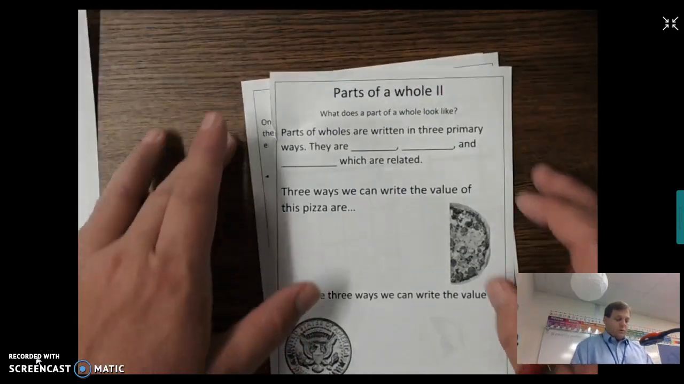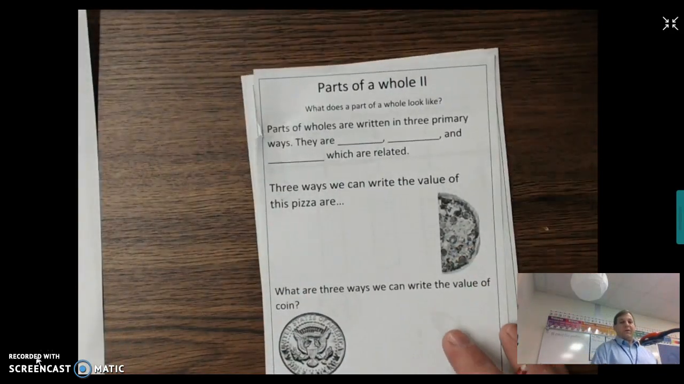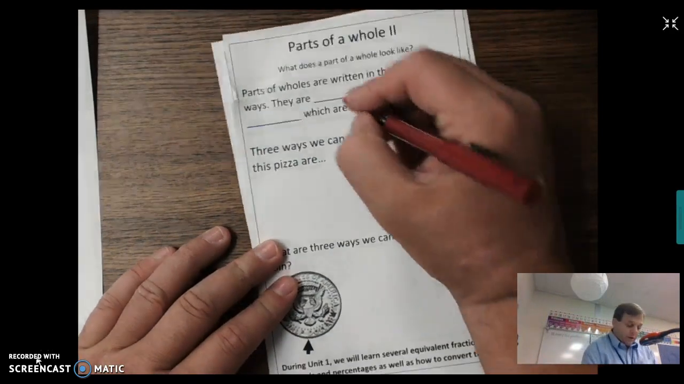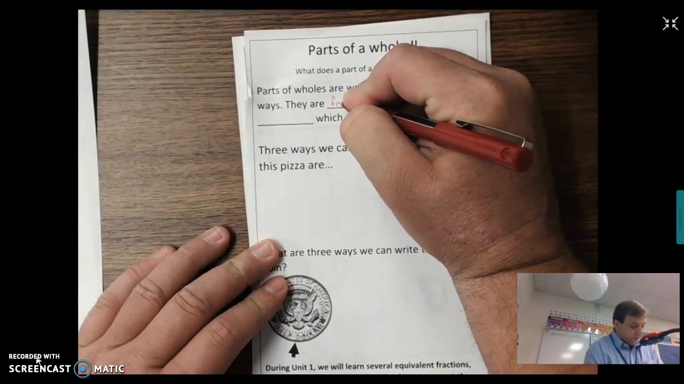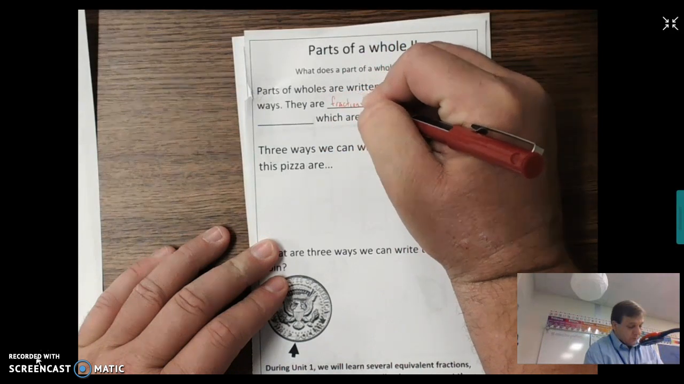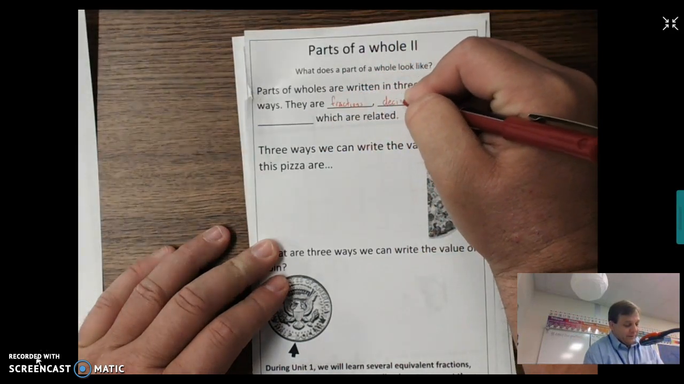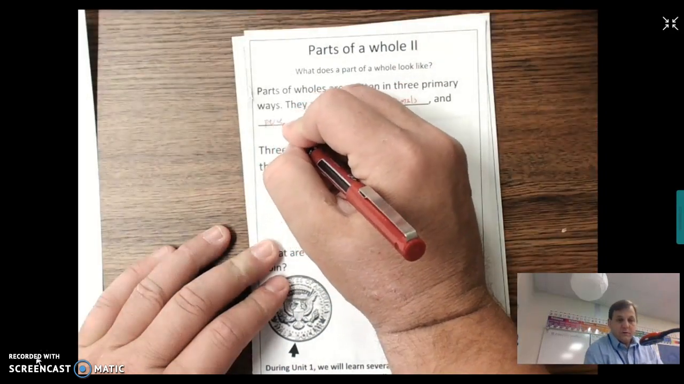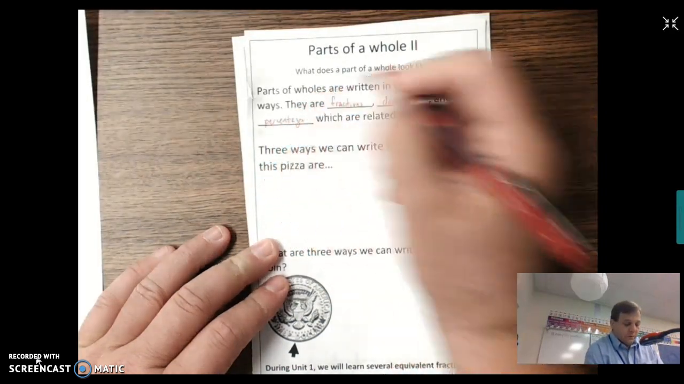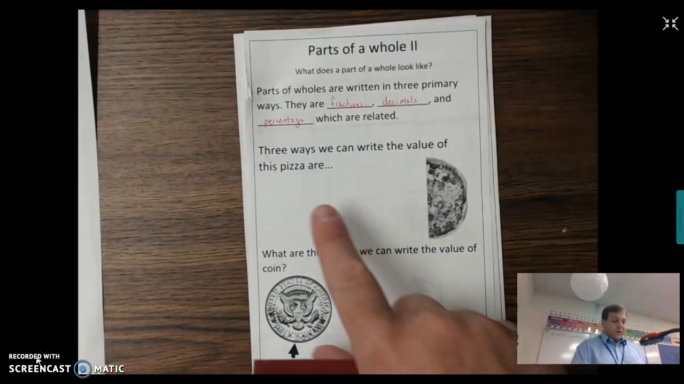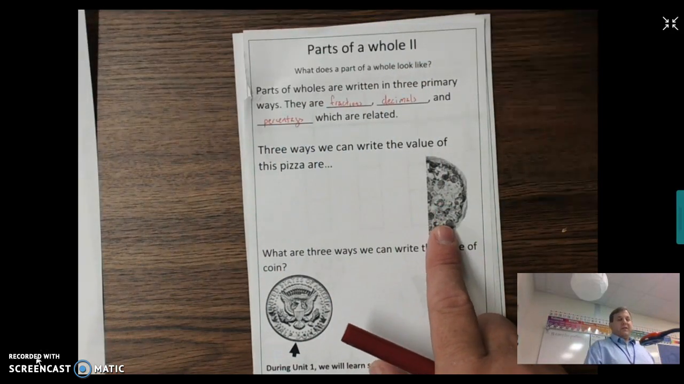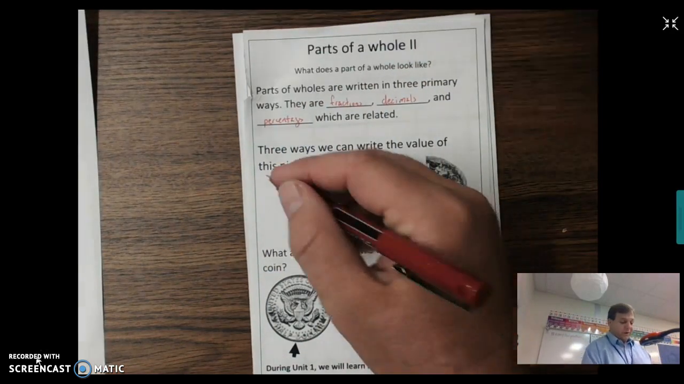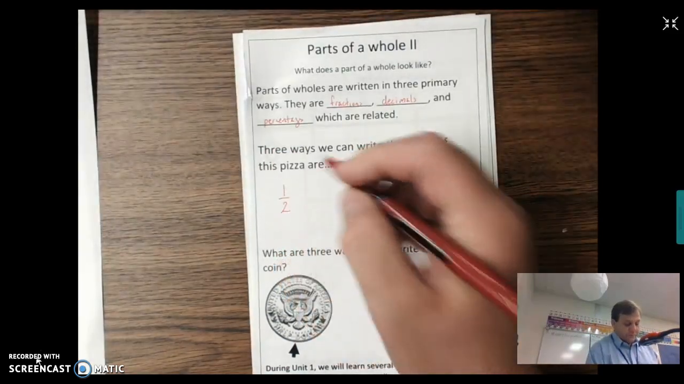All right. So we're moving on to parts of a whole 2. Parts of a whole are written in 3 primary ways, 3 main ways that we're going to focus on. They are fractions, decimals, and percentages. Okay. 3 ways we can write the value of this pizza. How much pizza is this? That's right, it's 1/2, so we're going to write it as a fraction.